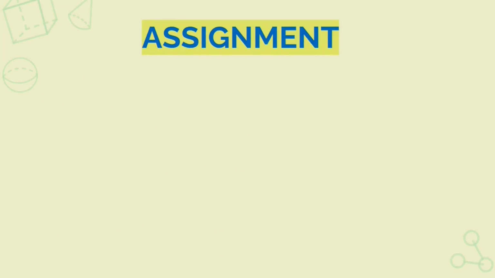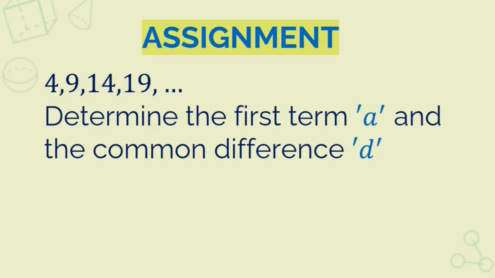Now let's take a look at our assignment for the lesson. In this assignment, we have a sequence of numbers 4, 9, 14, 19. And we are to determine the first term, which is denoted by A, and the common difference, which is also denoted by D.